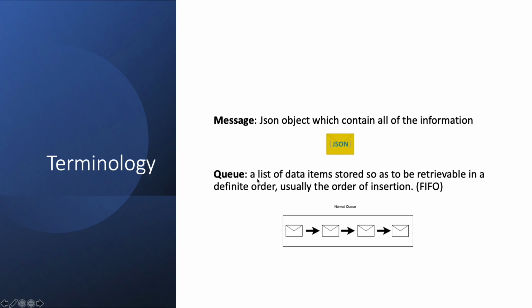What is a queue? A queue is a list of items that is stored to be retrieved in a definite order. And usually it's an order of insertion. So it's a FIFO order, first in, first out. So a queue, let's say for example, is our drawer here, and all of the information that we put in goes out based on the ordering that they have been inserted in. So for example, if this is the first letter that I have put in, it will be the first one that's going to go out, and this is the last letter that I have put in, it will be the last one that will go out. Of course, there are certain exceptions to this that we will be discussing later within this video.